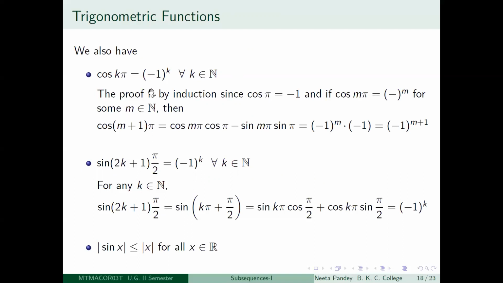It just becomes 1 by something. So let us just talk about positive integers. Then cos k pi is minus 1 to the power k. So how will you prove this? First of all, you know that cos pi is equal to minus 1.